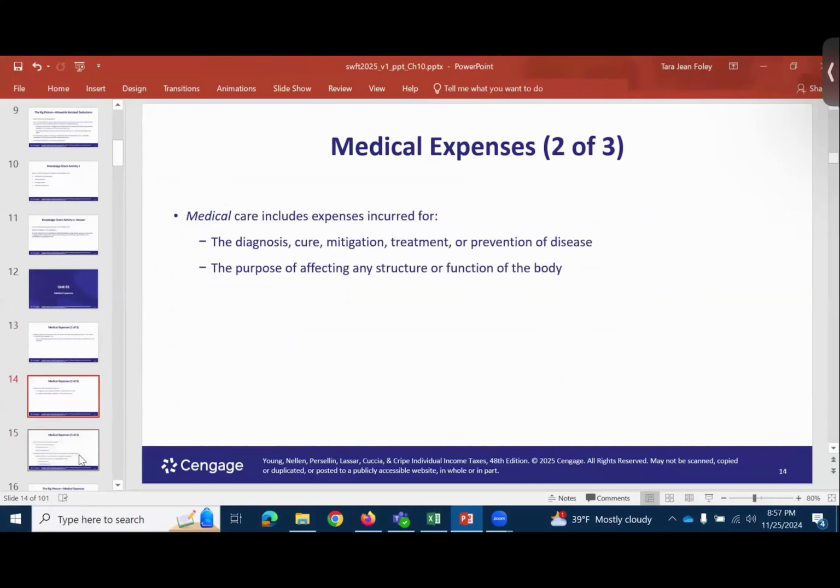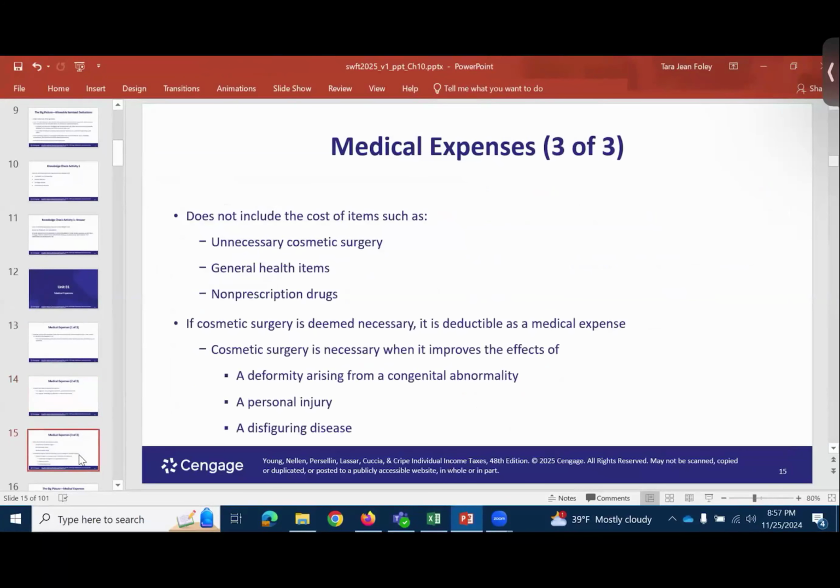What are they? They are something to diagnose, cure, mitigate, treat, or prevent disease or affecting any structure or function of the body. Going to the doctor is one. Costs that you cannot include: unnecessary cosmetic surgery.